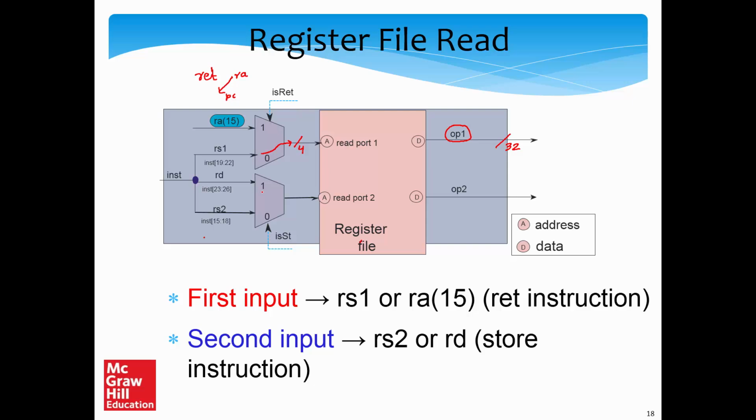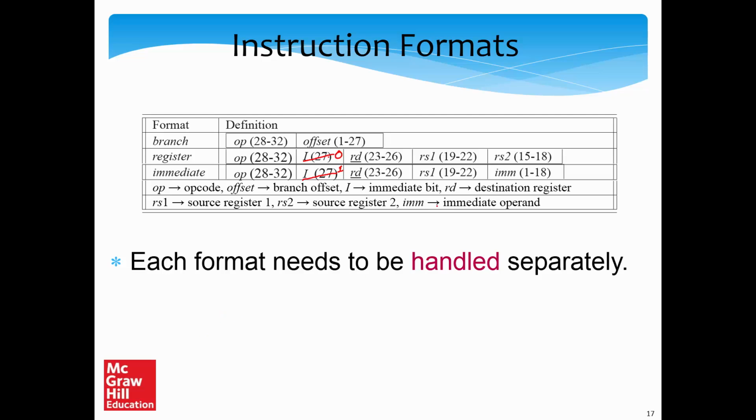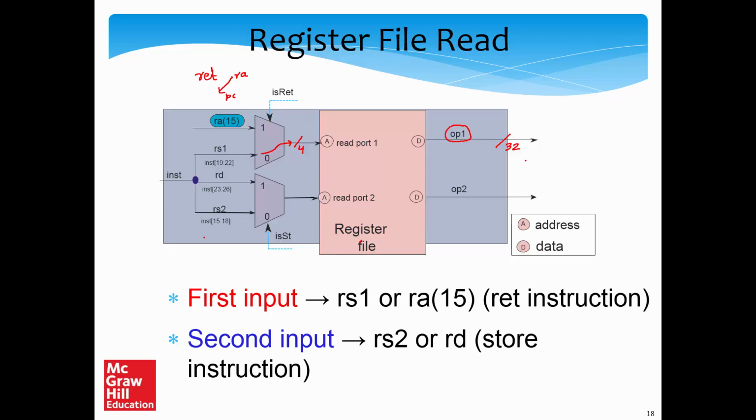Now let's take a look at the second multiplexer. Mind you, we had done a special case. So the second multiplexer will have a default input, which is RS2, the second source register. Going back, we see that the second source register is between bits 15 to 18. So that is the ID of the second source register.